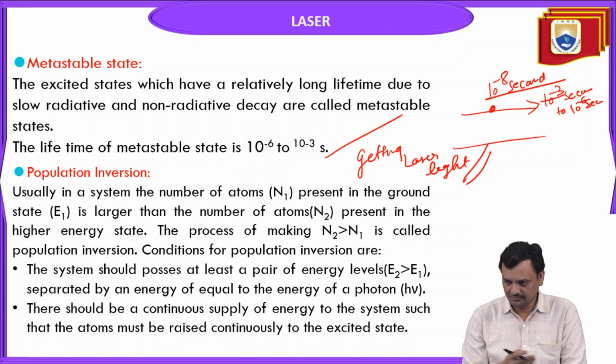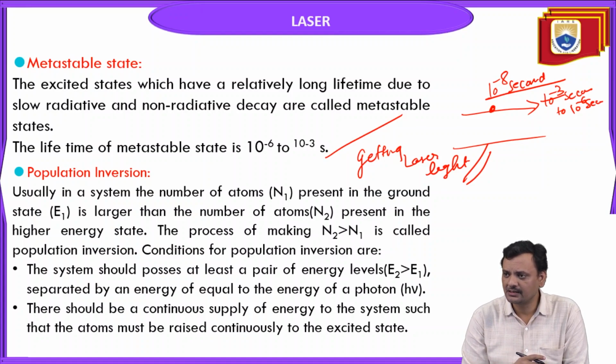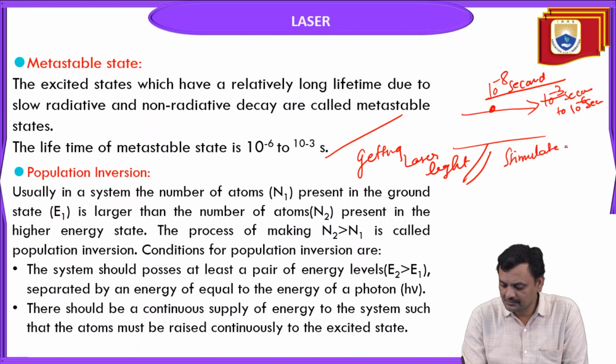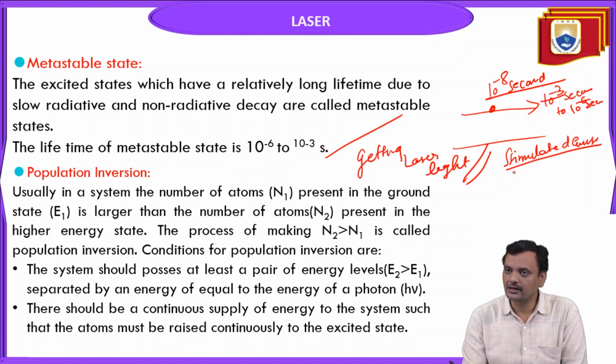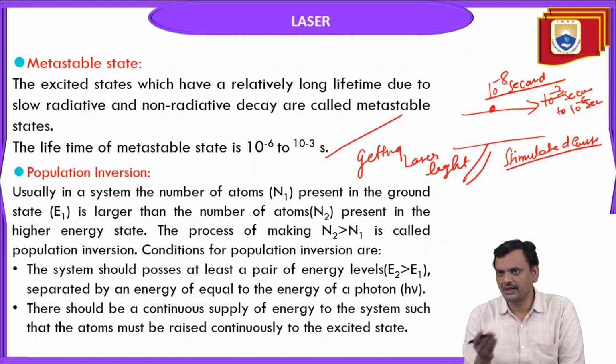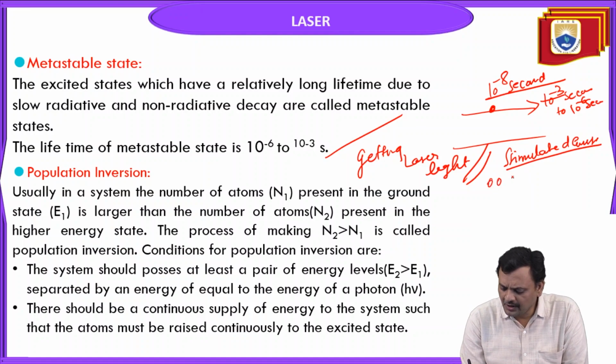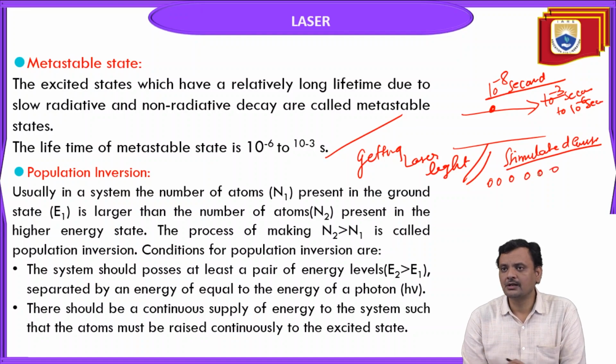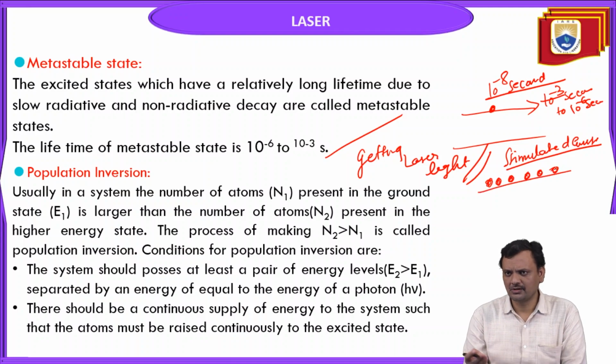Now, how will you get the laser light? Laser light is produced only by stimulated emission. For the phenomenon of stimulated emission, the number of available electrons in the excited state should be larger. Only then can you get an intense laser beam.